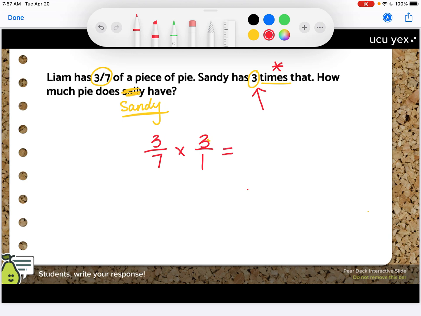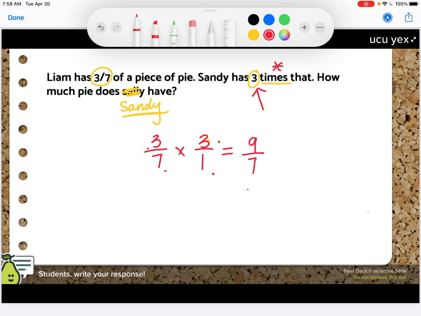And we know with multiplication, this is one of our favorite operations with fractions because you can just multiply straight across. You can check your diagonals to cross simplify. In this case, we have 3 and 1, which don't simplify. 7 and 3, both prime, don't simplify. 3 times 3 gives us 9, and 7 times 1 gives us 7.